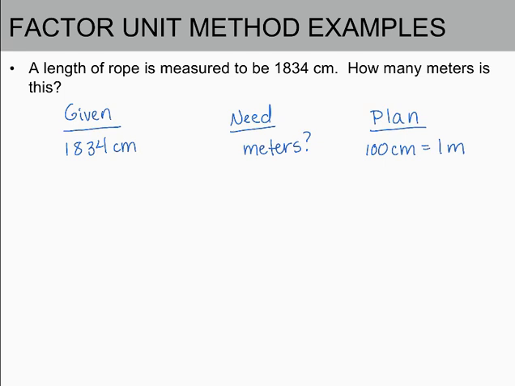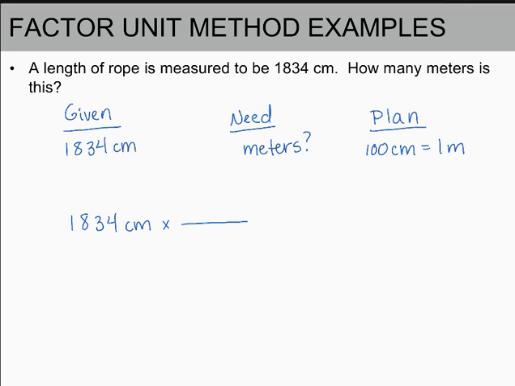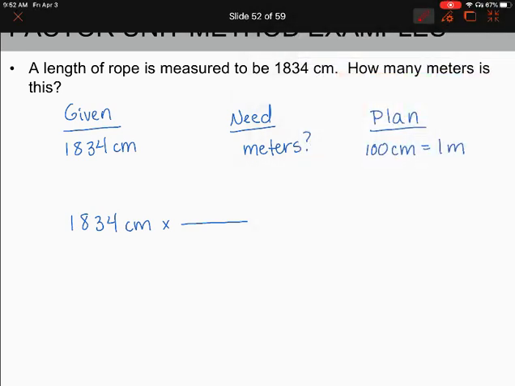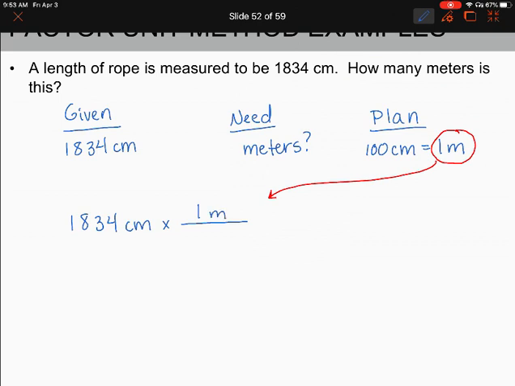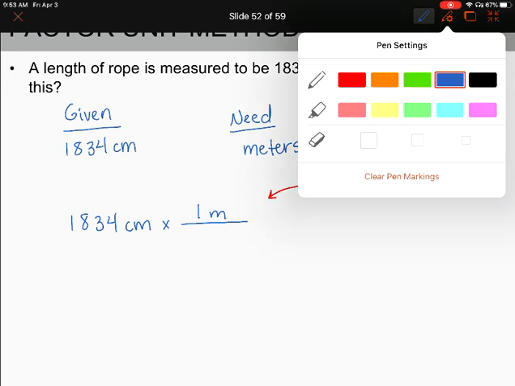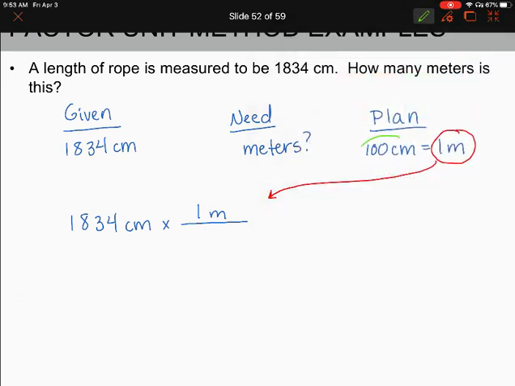So again, we're just going to start with what we're given, 1,834 centimeters, and then we'll set up our conversion factor. And looking at the equality, the desired unit is meters. So we want to put the right-hand side of this equality in the numerator. And then we want to cancel out units of centimeters. So we're going to put 100 centimeters in the denominator.